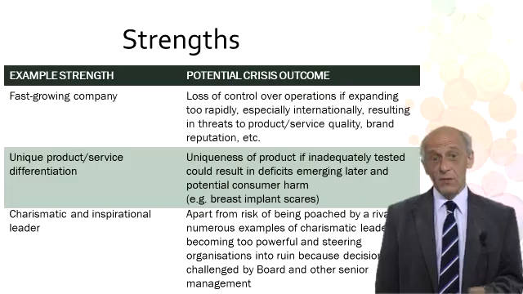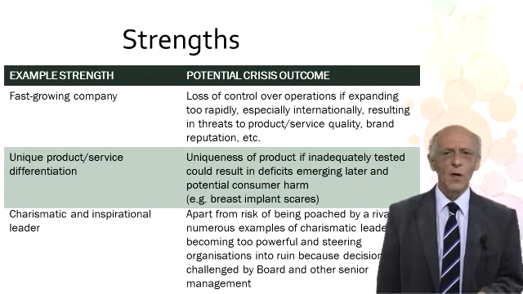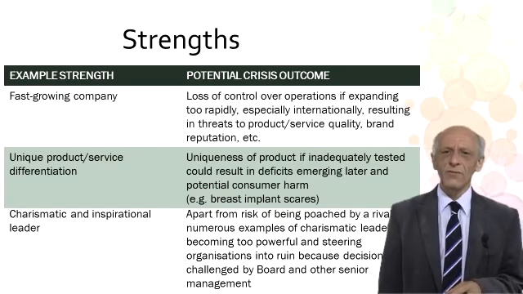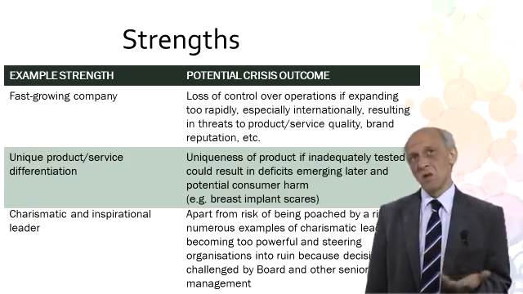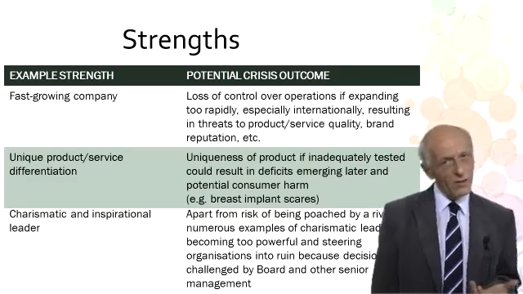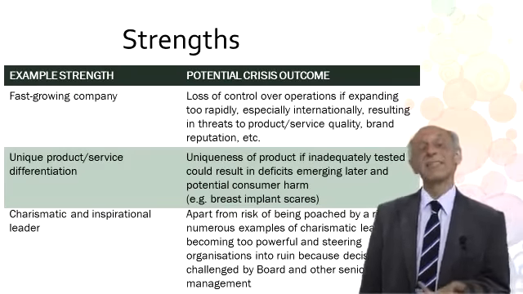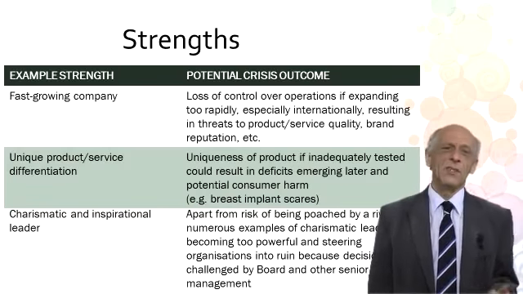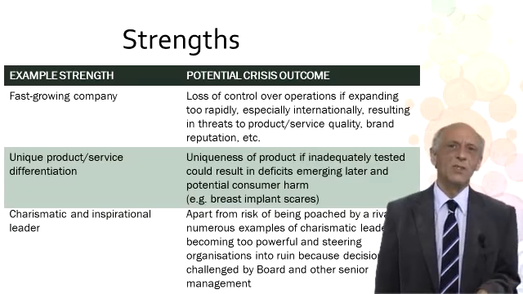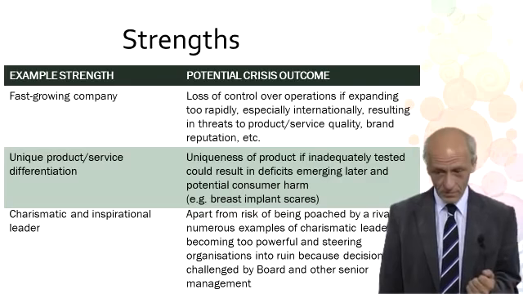Another strength might be we have a unique product or service with great level of differentiation. Well, what if that uniqueness hasn't been adequately tested and something goes wrong? For example, there's a product that has seemed safe for a while, suddenly harms a consumer. Breast implant scares in recent years have been an example of that, but there are many, many others. What if someone else just muscles into the market and wipes out our product overnight in terms of differentiation?